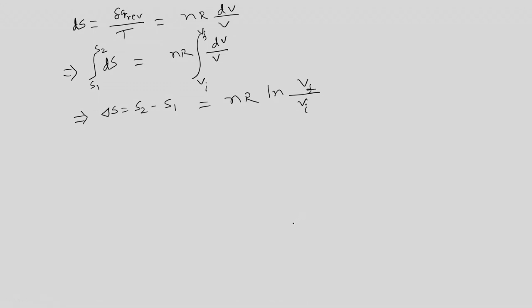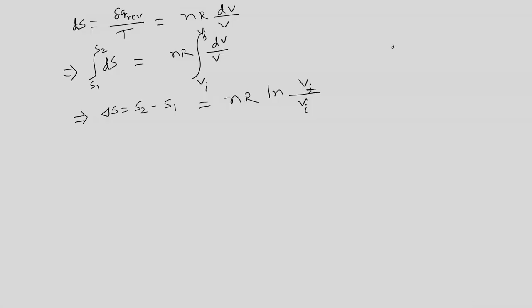Now, what did we do here? Although the process is an irreversible one, we considered the process as if it is taking place reversibly. Why? Because S is a state function. So, we are going from initial state to final state, and the process is actually taking place in an irreversible manner.